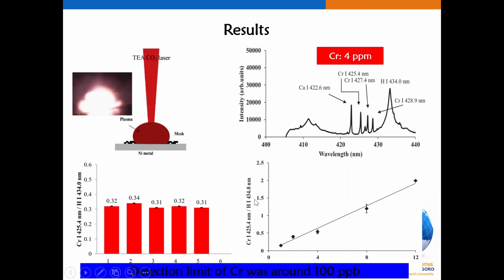with a ratio to hydrogen 434.0 nanometers with an intercept of 0, which means that our vaporization technique can be used for semi-quantitative analysis of impurity or trace elements on a silicon wafer surface. The detection limit of chrome was estimated at around 100 ppb, or parts per billion level.